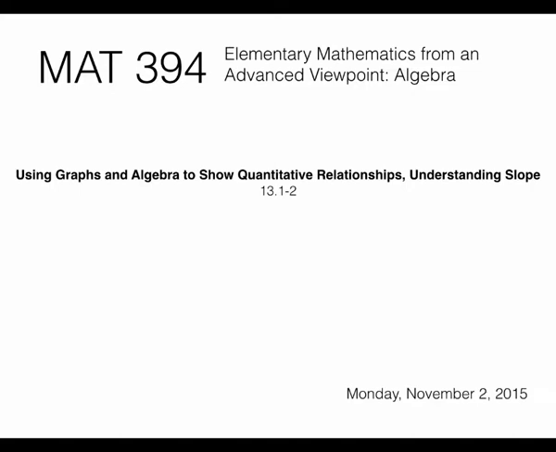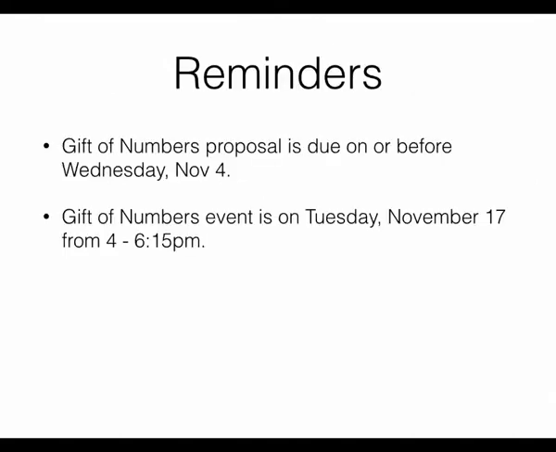Okay, so just a quick reminder: gift of numbers proposals are due on Wednesday. The actual event is Tuesday, so 2 weeks basically, 4 to 6:15. You should have by now already found a partner, and if you had to make special arrangements, you should have already done that as well. If any of that sounds weird to you, then you should probably be talking to me.